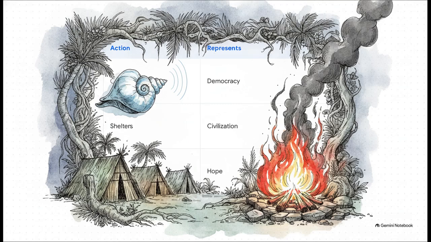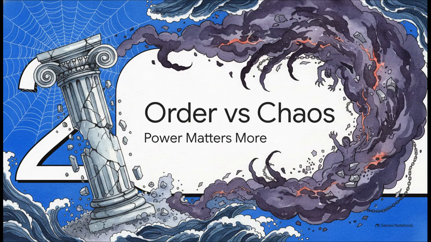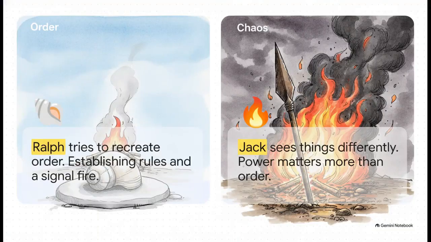Then you have the shelters, which represent actual civilization and provide physical safety. And finally, the signal fire, right? Their shining promise of hope and rescue. Honestly, at first glance, the island experiment looks like a total success. But we know it doesn't last. That brings us to Section 2, the catalyst of chaos, or order versus power.